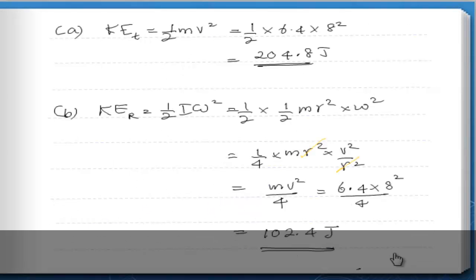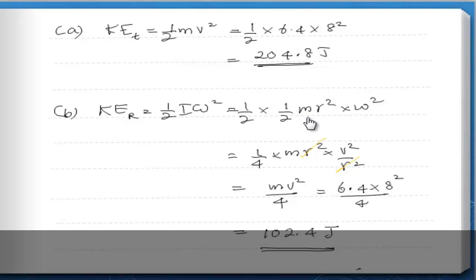So the translational kinetic energy is 1 half mv squared. That's the regular kinetic energy, which is 1 half times 6.4 times 8 squared. That's 204.8 joules. The rotational kinetic energy is 1 half I omega squared. So it's 1 half times 1 half times mr squared times omega squared.